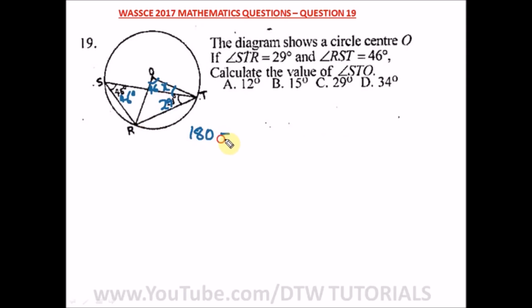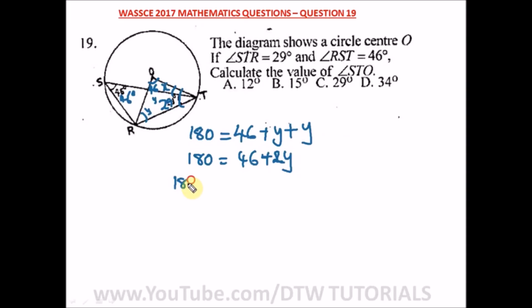So we have 180 is equal to 46 plus, let's say these two angles here are y, and this angle here is also y, because they are equal. So plus y plus y. So what do we have? 180 is equal to 46 plus 2y.